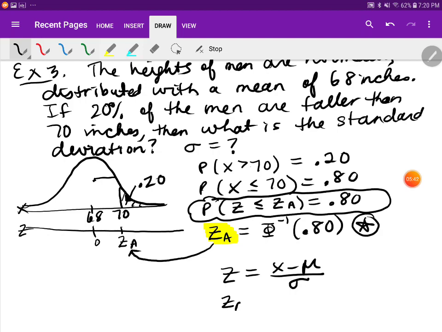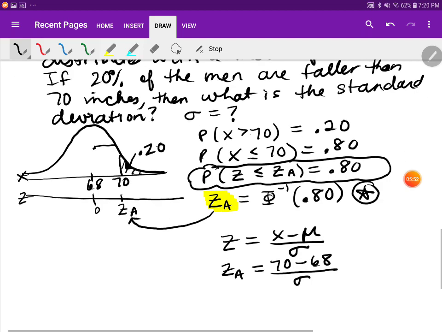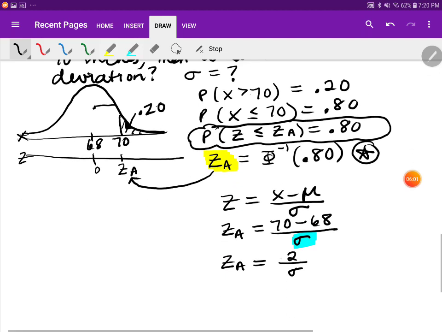Okay, so ZA, you can either write the decimal with a dot, dot, dot, or you can just call it ZA, is X. So I look at the X number line for this, that's 70, minus my mu, which is 68, over my sigma. Sigma is the only thing I'm missing. So it looks funny. 2 over sigma equals ZA. But I can solve this.